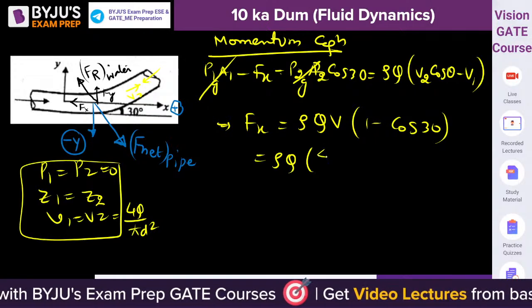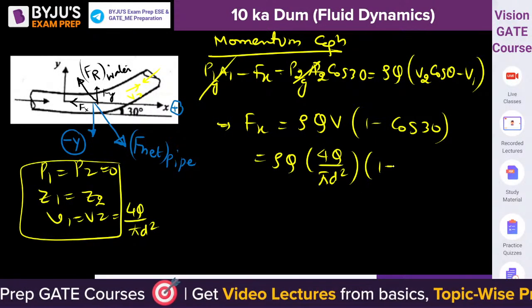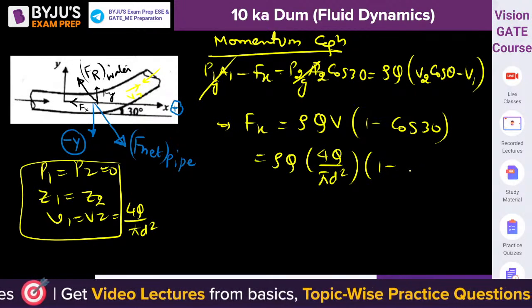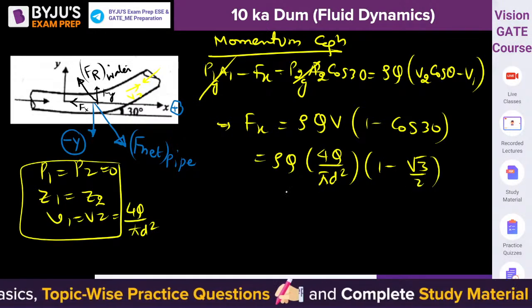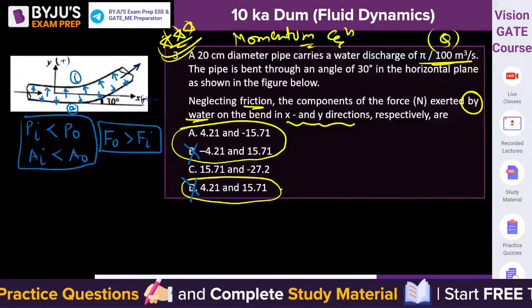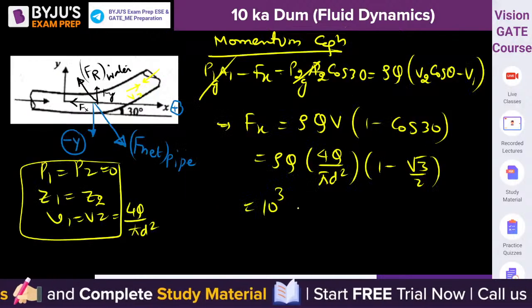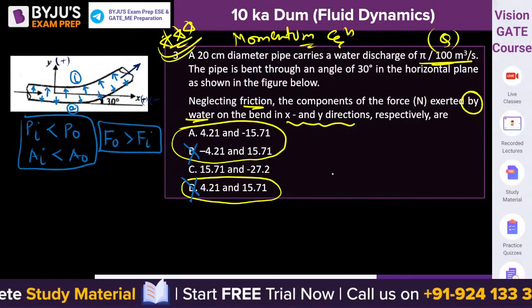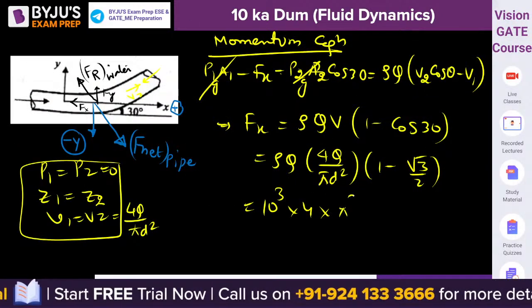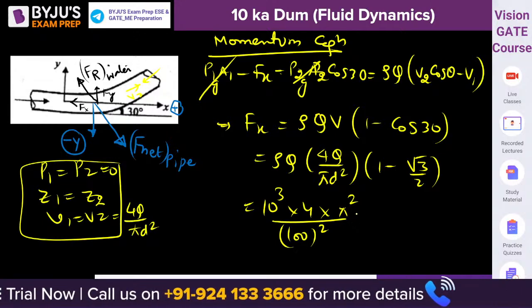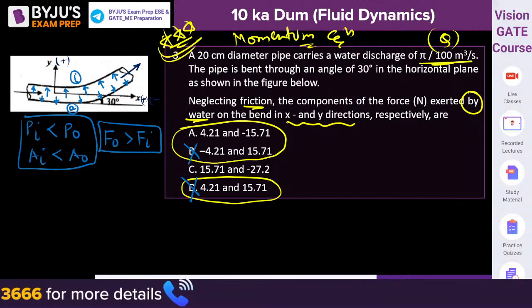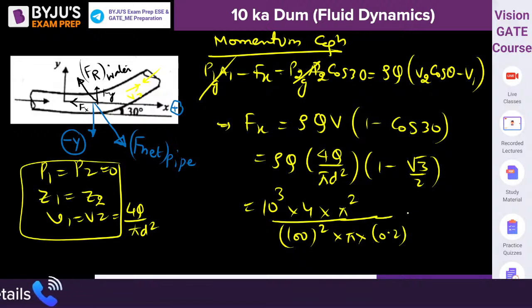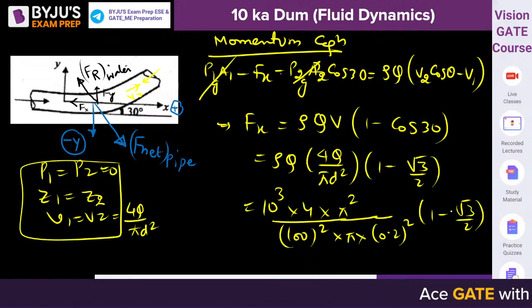So it will be rho Q then 4Q by pi d square into 1 minus cos 30. What is cos 30? Are you getting it? Root 3 by 2. Put the value, that is 10 to the power 3, in Newton. Into 4 into Q square. What is Q? Pi by 100. So pi square by 100 square into pi into d square. What is the diameter? 20 centimeter, 0.2 square, into 1 minus root 3 by 2. Can you solve it and let me know the answer?